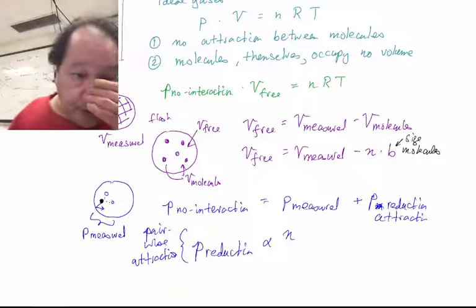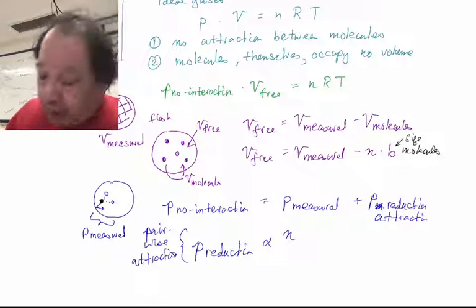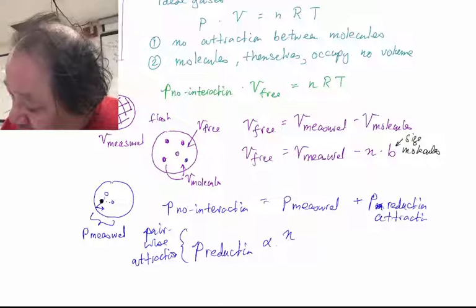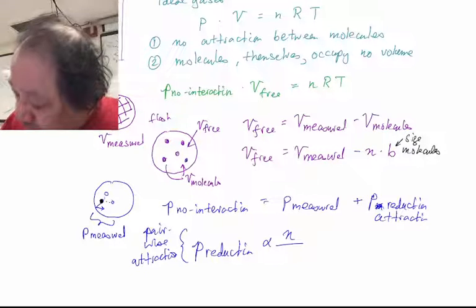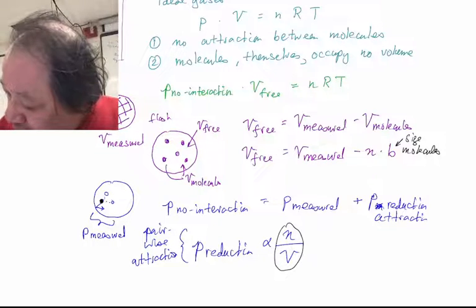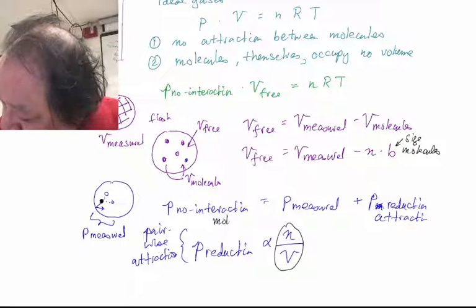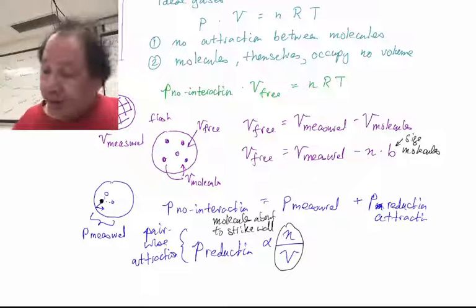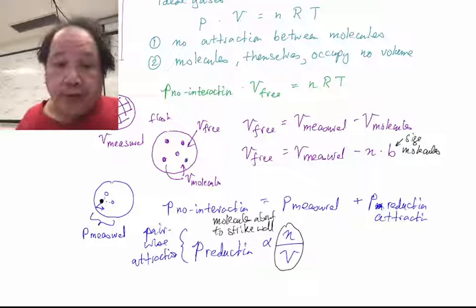And if we double the volume of the flask, we halve the chance the molecules will strike the walls. So we end up with a first factor, which is caused by molecules about to strike the wall. And their proportionality is N over V.